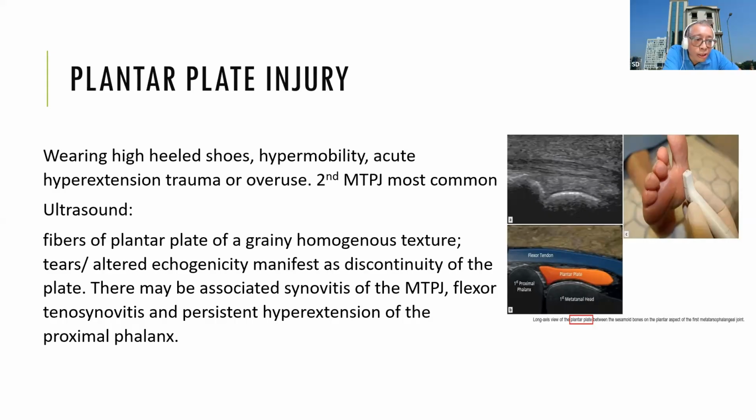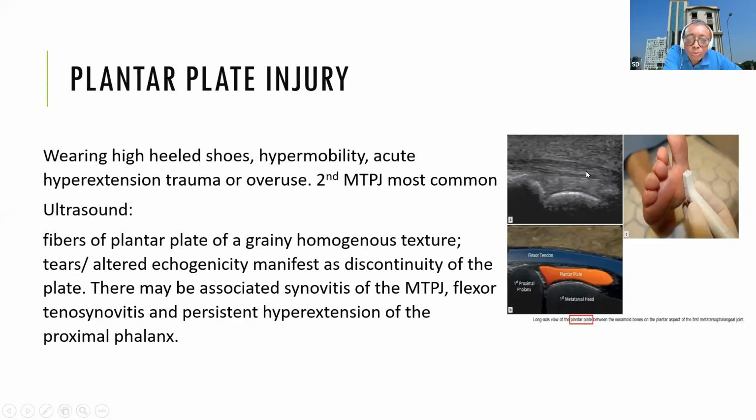Okay, and here you can see the probe is placed just over the first metatarsophalangeal joint. And this is the ultrasound image. You can see the flexor tendon over the plantar plate, and this is the metatarsophalangeal joint. And just over the metatarsophalangeal joint, you can see a grainy, uniform structure. This homogeneous, grainy, uniform structure is the plantar plate, which arises just above the head of the metatarsal, and above the plantar plate is the flexor tendon in a long axis view.